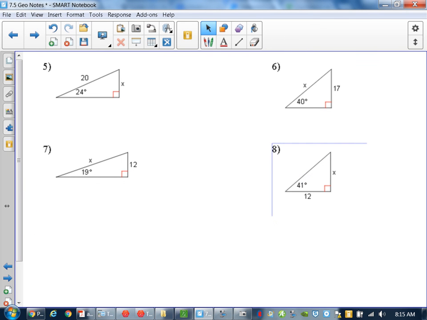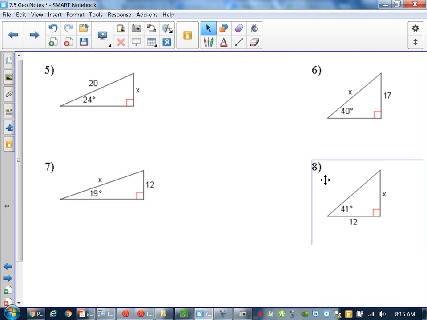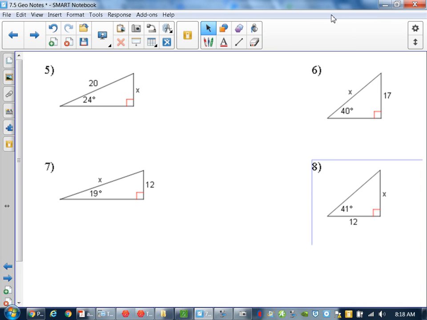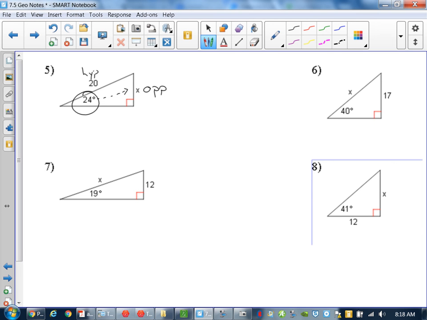Take a second or two and write out the ratios for these four. Let's take a look real quick. Circle your angle. X is the opposite. 20 is the hypotenuse. What trig function are you going to use with opposite and hypotenuse? Sine. So that means the sine of 24 is your x over 20. Everybody got that? Yes.